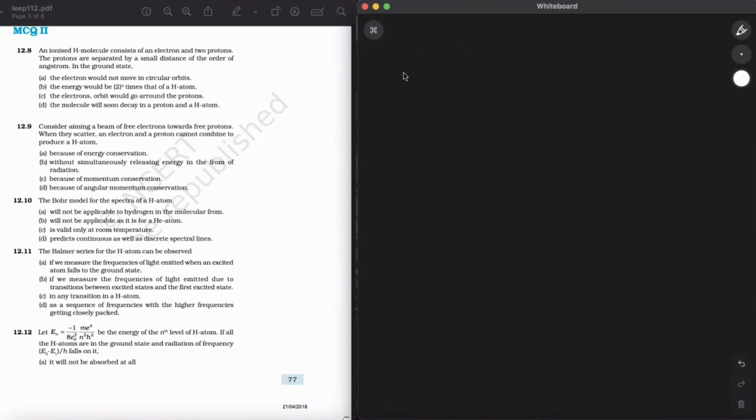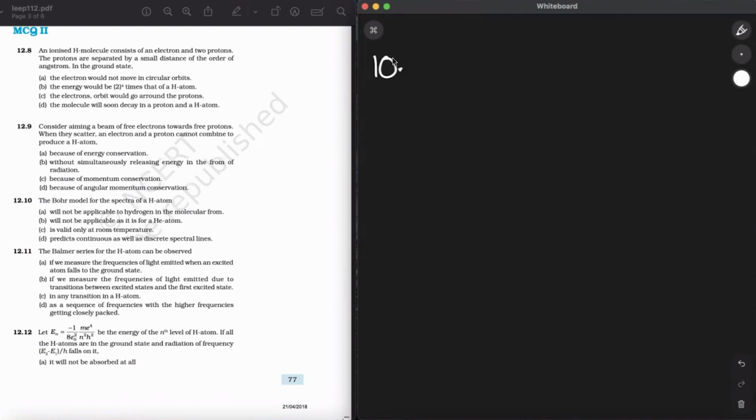So now, next step, we have to check question number 10. The Bohr model for the spectra of an H atom will not be applicable to hydrogen in the molecular form. Option B: it will not be applicable as it is for a helium atom. Option C: it is valid only at room temperature. Option D: it predicts continuous as well as discrete spectral lines. Okay, so let's check again.